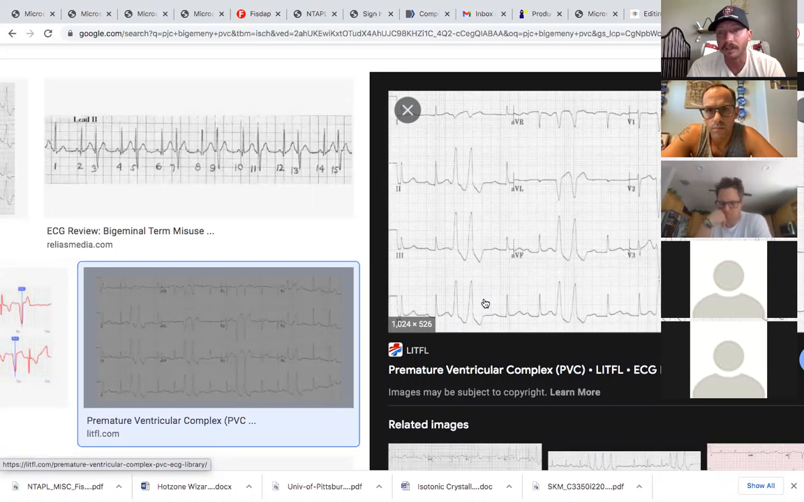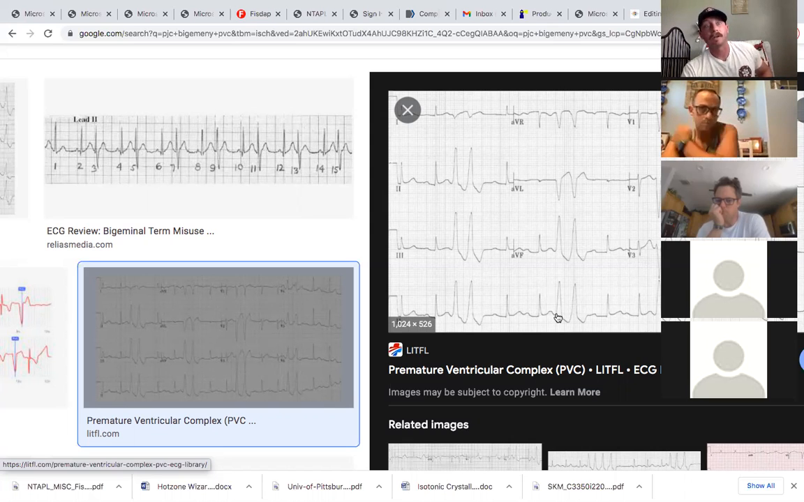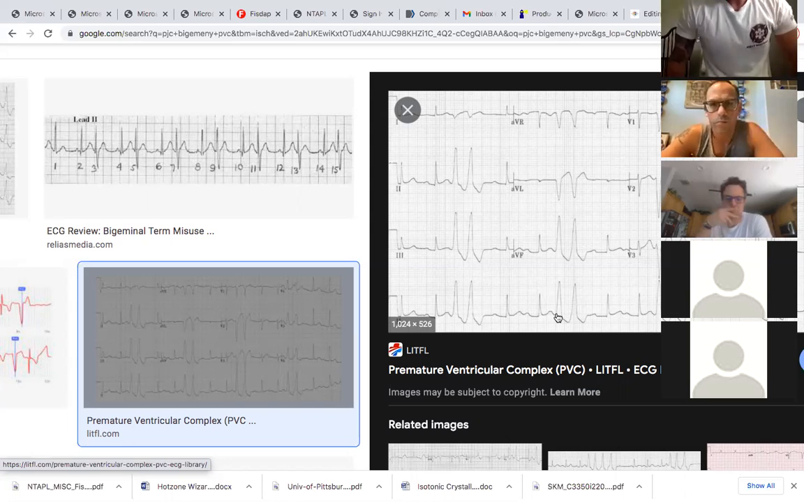So looking at this ECG here, we notice that there is a grouping of ectopic beats, right? One after another. And this would be an example of a couplet, meaning 2 PVCs in a row. If there's 3 PVCs in a row, that is considered a salvo, or a triplet, which is a run of VTAC.